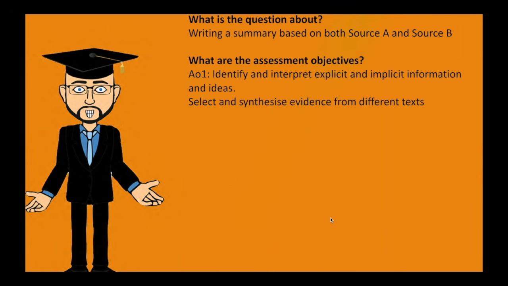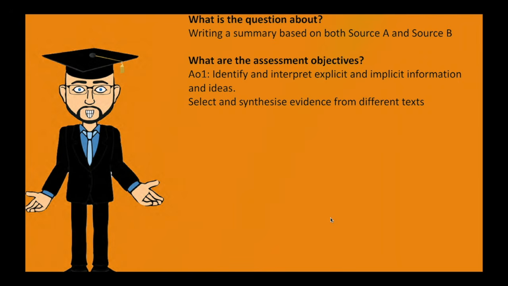Okay, so for AQA English language paper 2 question 2, what is the question about? Well, it's writing a summary based on both source A and source B. What are the assessment objectives? AO1: identify and interpret explicit and implicit information and ideas, select and synthesize evidence from different texts. Now this is an assessment objective we actually see in 3 different questions. Paper 1 question 1, paper 2 question 1, and here in paper 2 question 2.